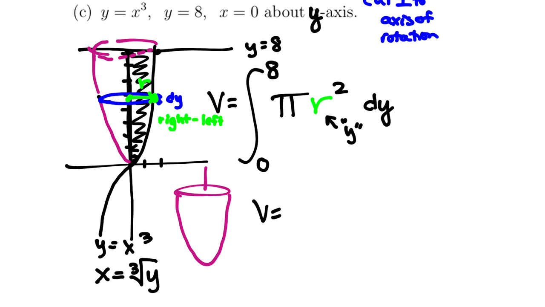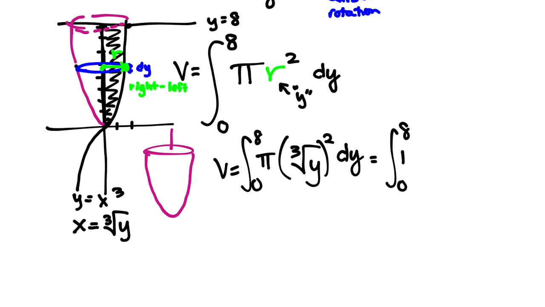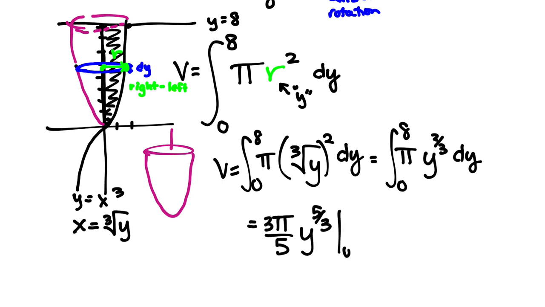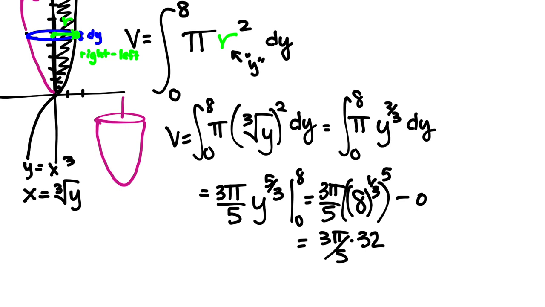And so what you're getting is the volume from 0 to 8 of pi times the cube root of y squared. Converting that into a fractional exponent, what's my fractional exponent, guys? It's 2/3, right? And so my answer is going to be pi. Add 1 to 2/3 gives me 5/3. So it's 3 pi over 5 y to the 5/3 from 0 to 8. Ooh, 3 pi over 5, 8 to the 1/3 to the 5th minus 0, which is just 3 pi over 5 times 2 to the 5th, which is 32. 32 times 3, 96.